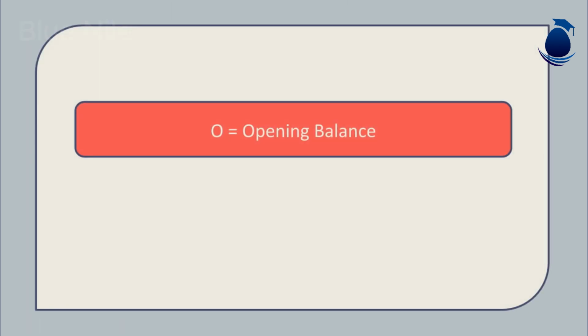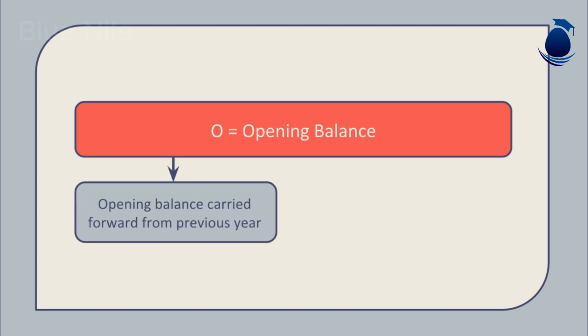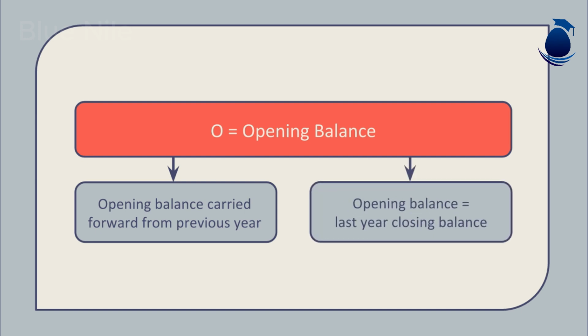O is opening balance. Every balance in the statement of financial position will have an opening balance carried forward from the previous year. For the closing balance to be correct, the opening balance must also be correct. An audit procedure would therefore be to agree the opening balance to last year's closing balance and investigate any differences with the client.